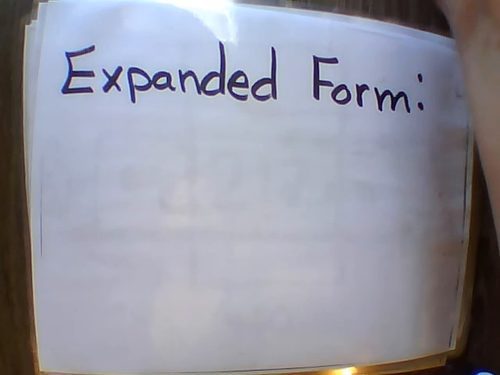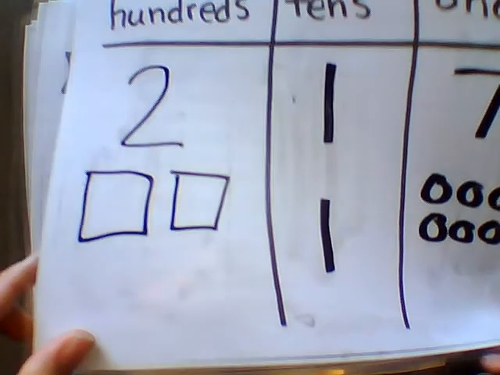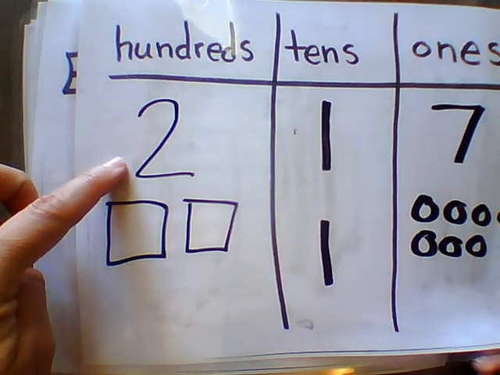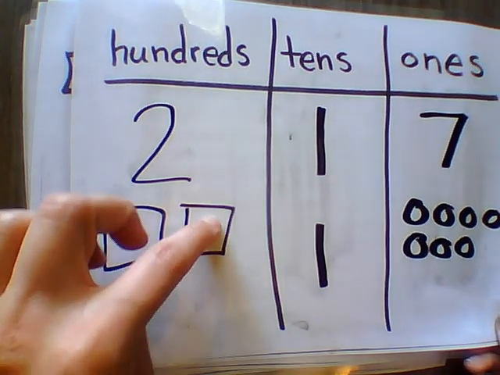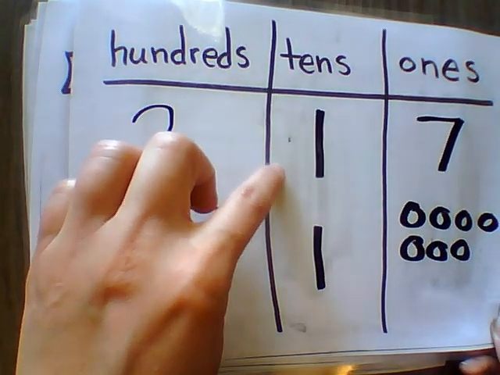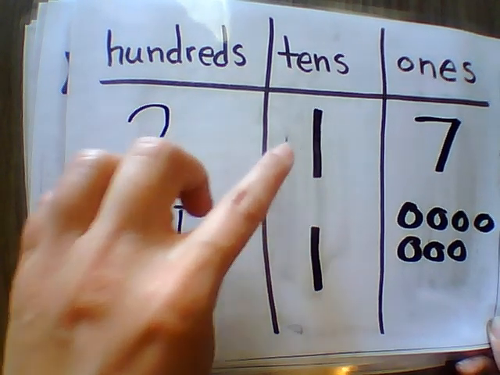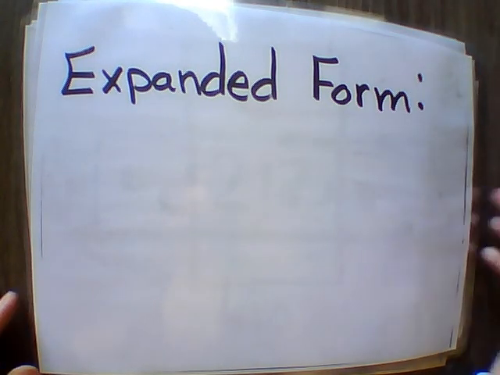Now we're going to write 217 in expanded form. Remember, we're not going to write a 2, we're going to write 200. So this is 100, 200, and then we're writing the 10. There's one group of 10. It's not a 1, but it's actually 10. So do 217 for expanded form. Pause it, do it now. Go.